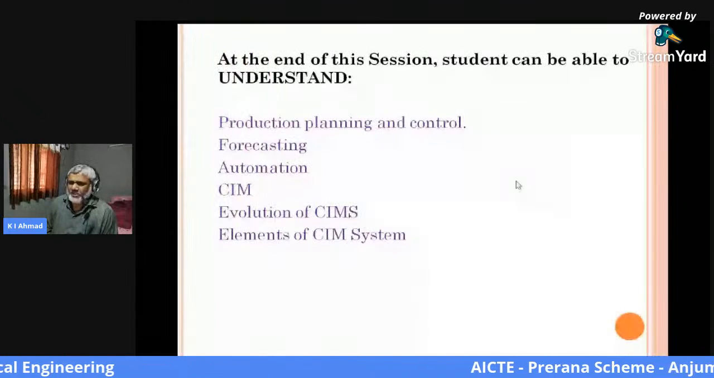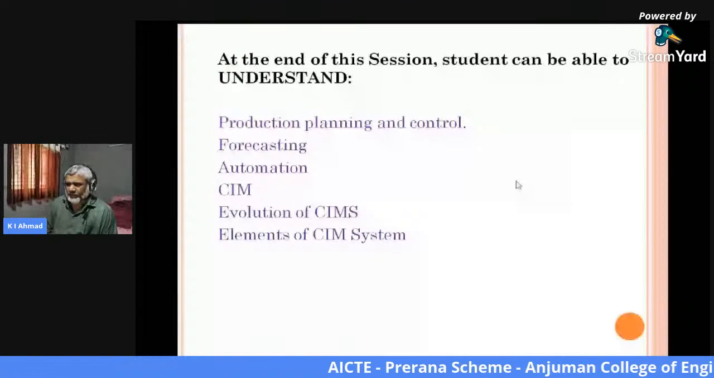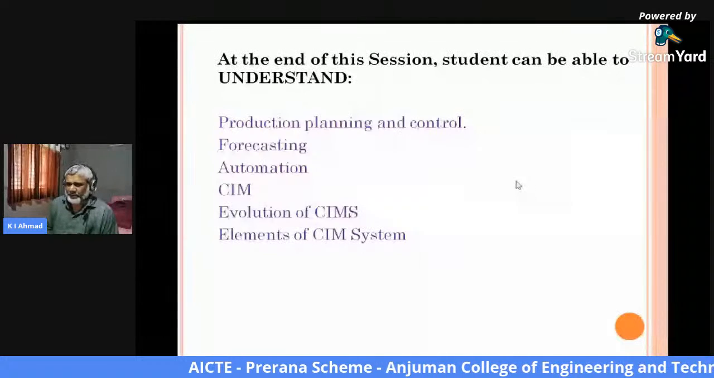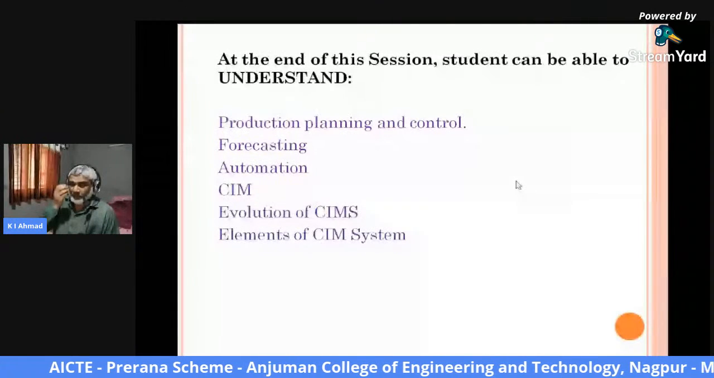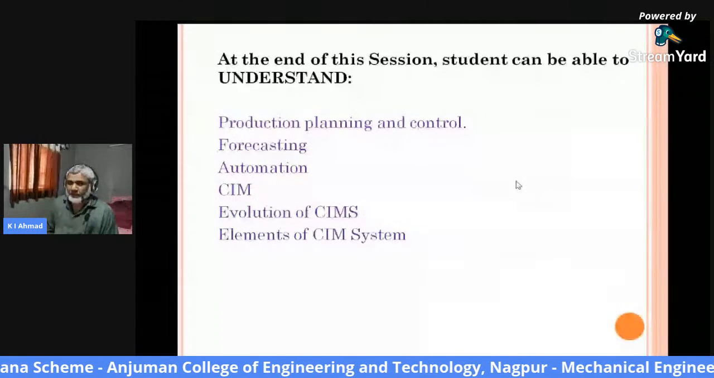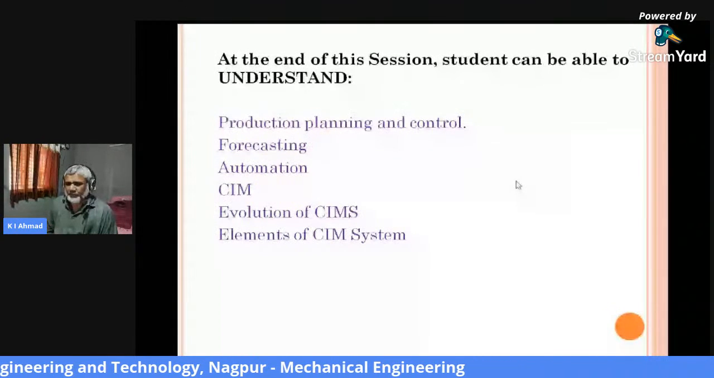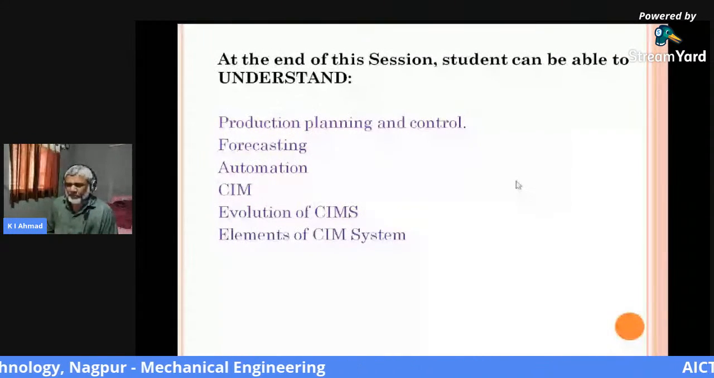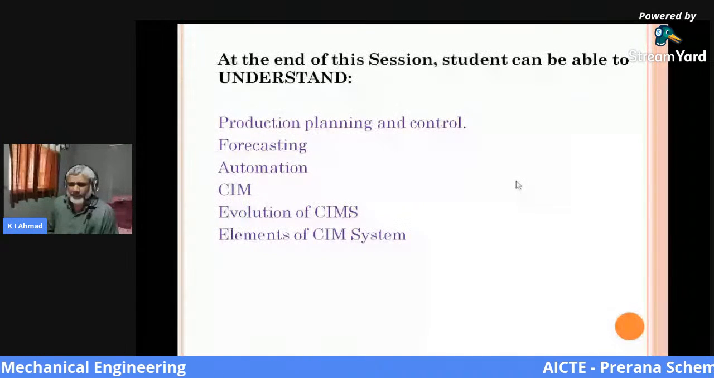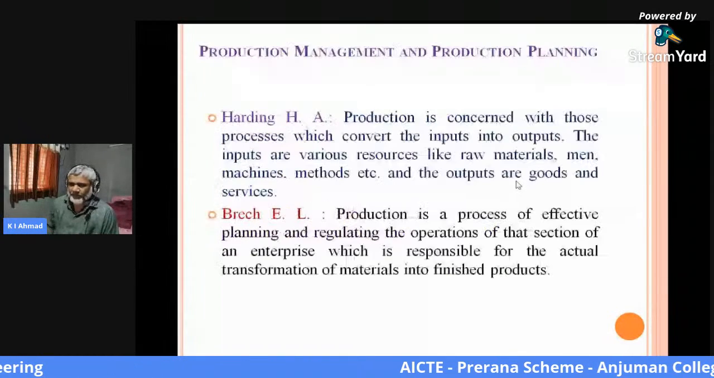At the end of this session, most of us will be able to understand what production planning and control is, why forecasting is being done, what the various methods of forecasting are, what automation is, what CIM is, how CIM evolved, and what the various elements of CIM are.